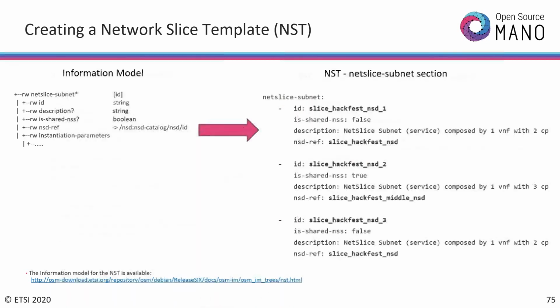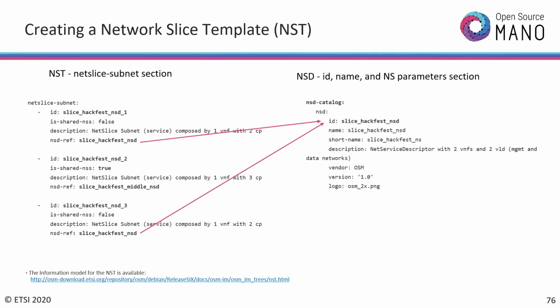The other interesting thing, and the third, this is where the information is coming from. To fill the network slice subnet, I mentioned that it comes from the network service descriptor reference. If you go to your network service descriptor in the catalog, you get the ID and put it in the network slice subnet NSD ref.